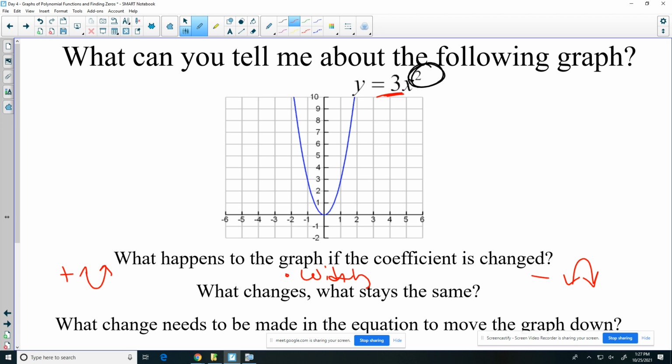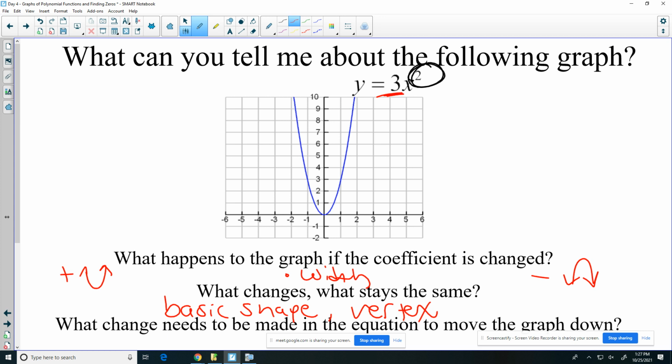So what changes in my graph when I change that 3? How does the graph change? You just told me a couple of things. Opens up or opens down. Changes the width. What stays the same? What does that 3 not change? It's still a parabola. It does not change the basic shape. Excellent. The basic shape stays the same. There is something else that stays the same too. The vertex. Nice. The vertex also stays the same. So those two things do not change just because I change the 3.